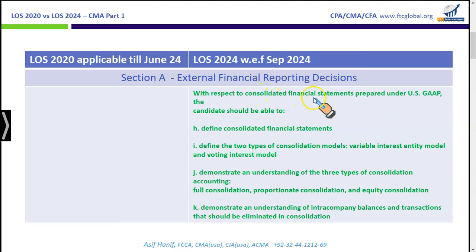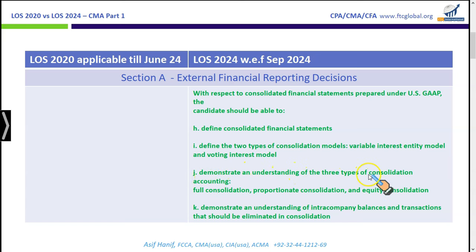With respect to consolidated financial statements prepared under US GAAP, the candidate should be able to define the consolidated financial statements. These are the financial statements that combine the financial information of parent company and its subsidiaries into a single set of statements. Define two types of consolidation models, variable interest entity model and voting interest model. You will see variable interest entity model, it's used when a company has a controlling financial interest in another company without having the majority voting rights. And voting interest model, in this model, it's applied when a company controls another entity through majority voting rights.